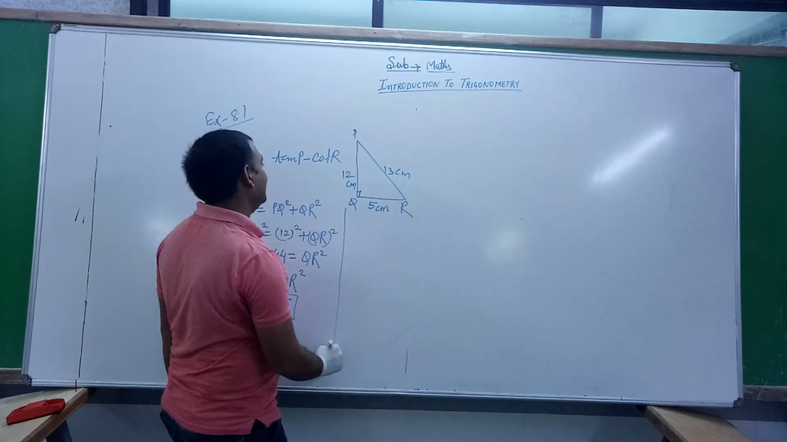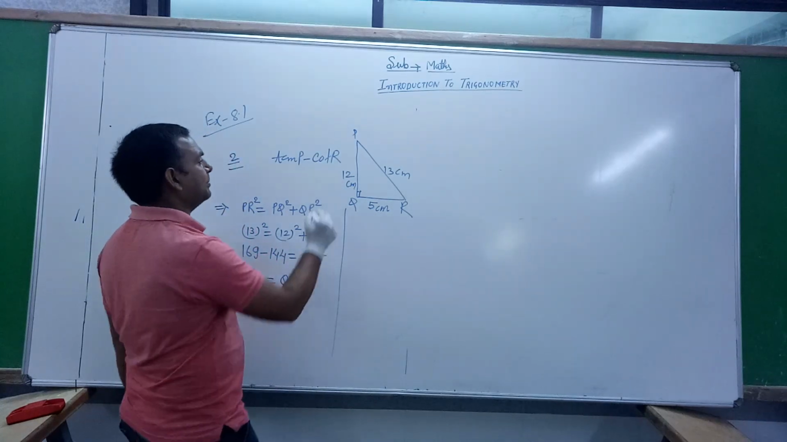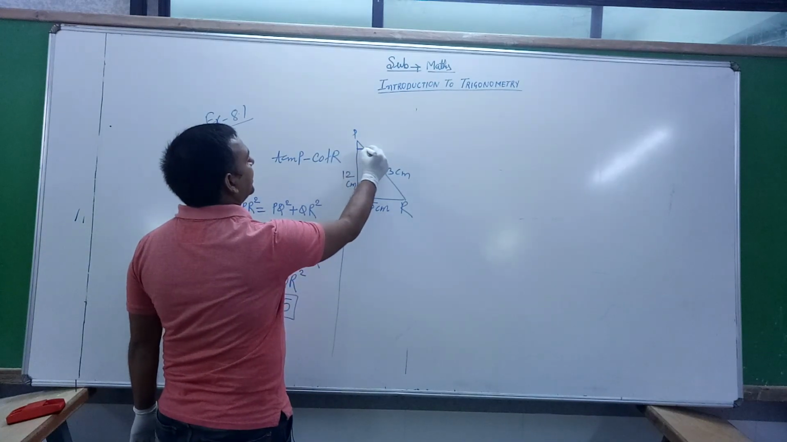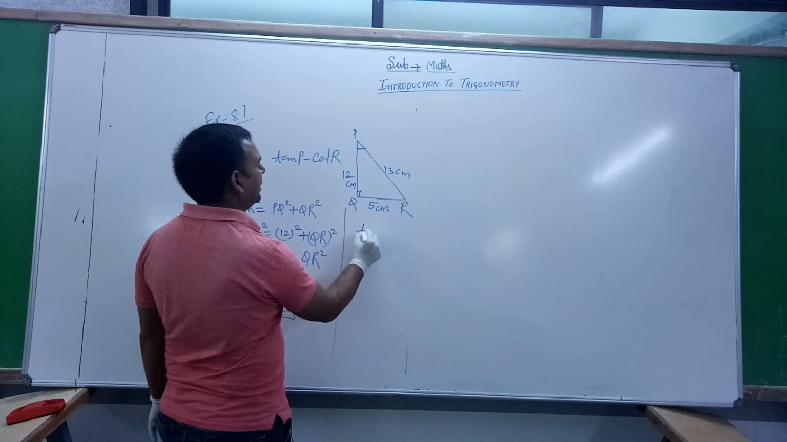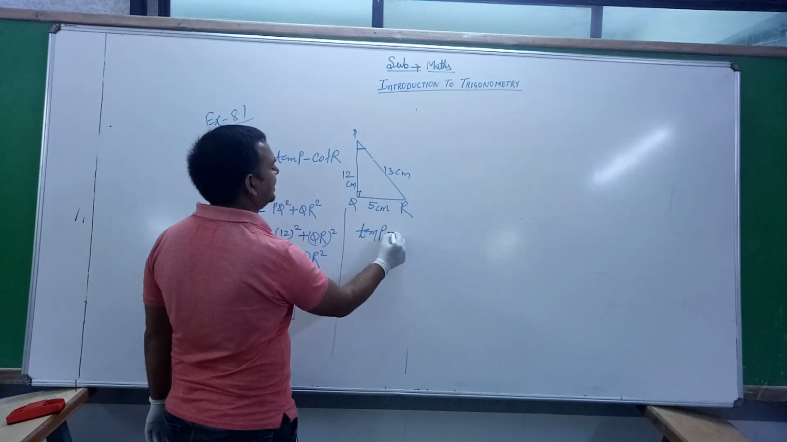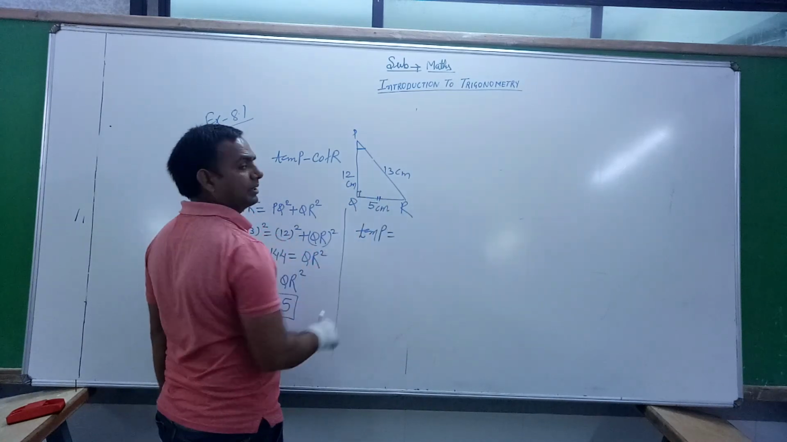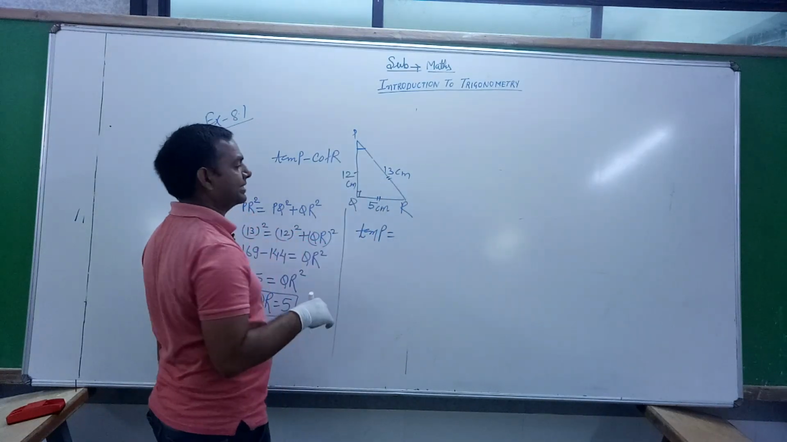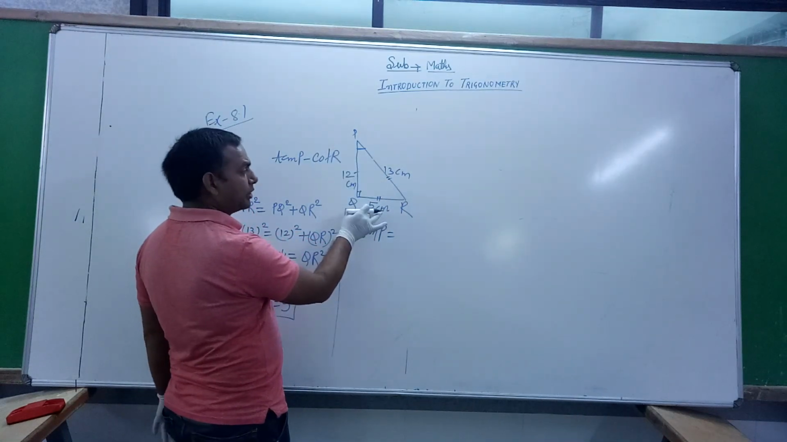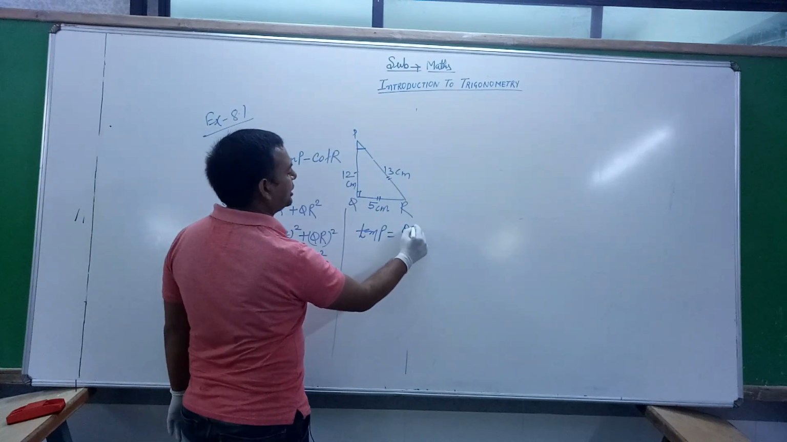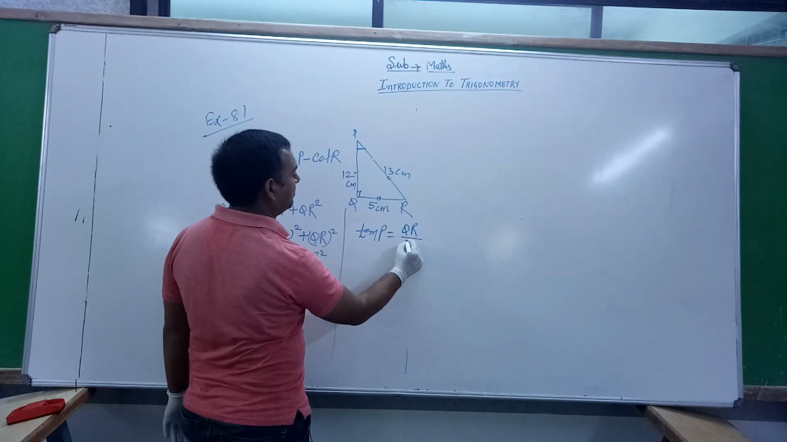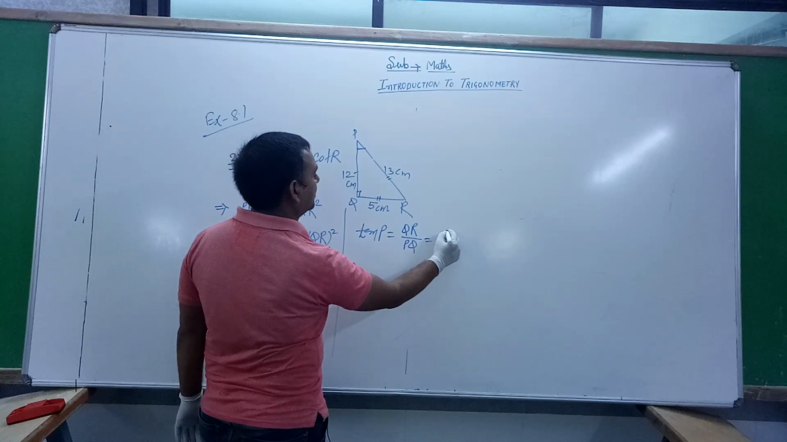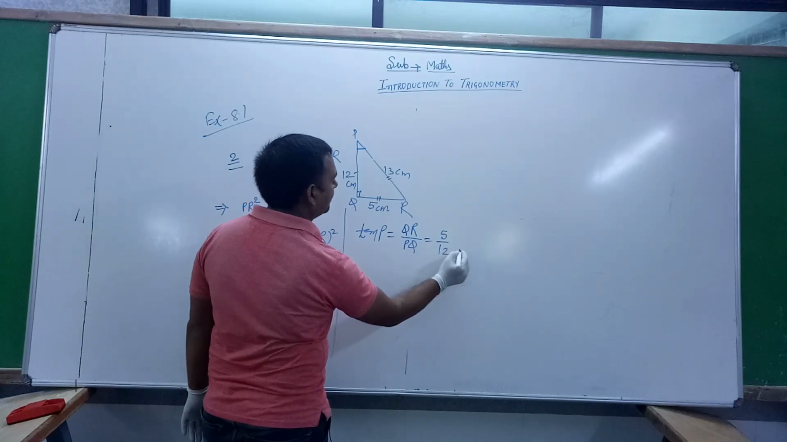After that, you find tan P. For tan P, you take that angle P. The value of tan P is perpendicular over base, with this being the perpendicular, this the hypotenuse, and this the base. So it is QR divided by PQ, which is equal to 5 upon 12.